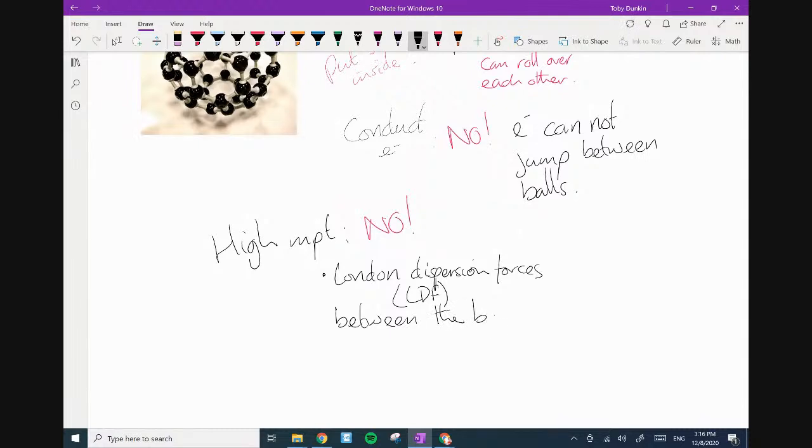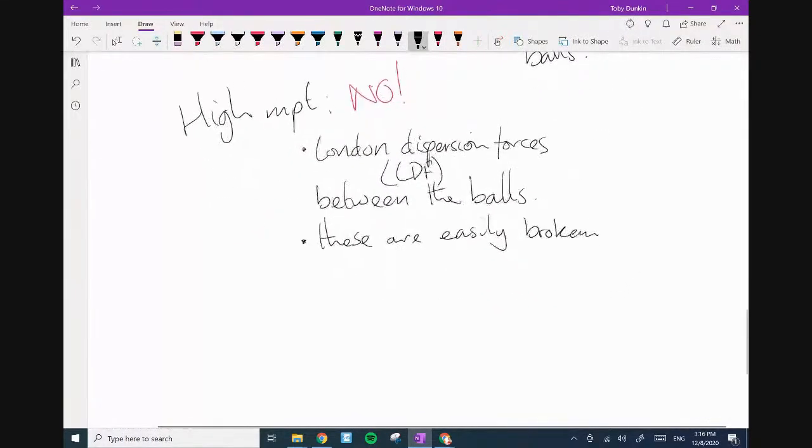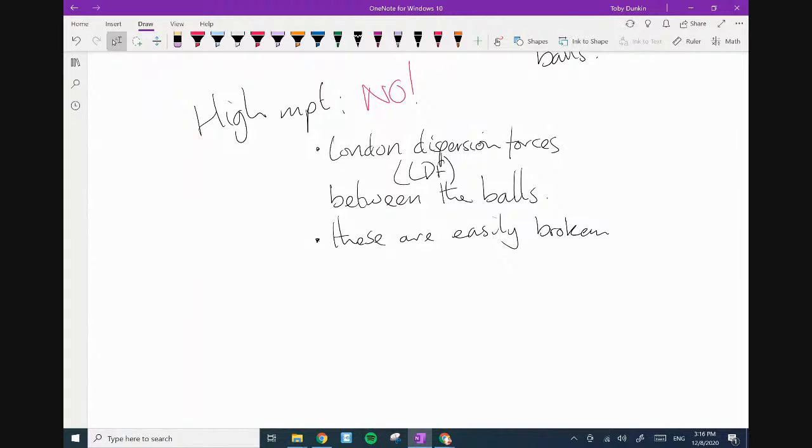Between the balls. These can be broken. These are easily broken. Low melting points in the hundreds. It's possibly like 200 degrees or something. C60 is quite large still, but this is low.